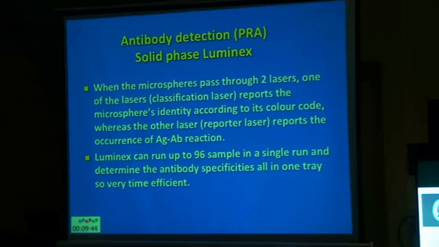When the microspheres pass through two lasers, one of the lasers, known as the classification laser, reports the microsphere identity according to its color code, whereas the other laser is the reporter laser, which reports the occurrence of the antigen-antibody reaction. Luminex can run up to 96 samples in a single run and determine the antibody specificities all in one tray, so it is very time efficient.